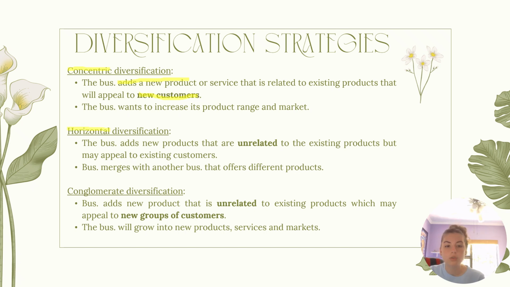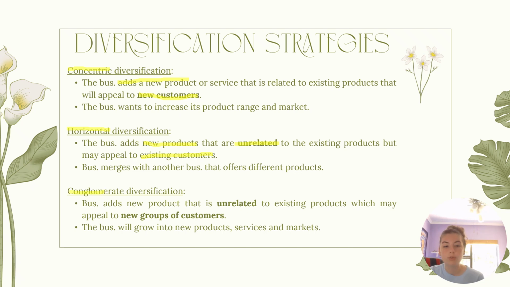For horizontal, you're adding new products that are unrelated but will appeal to existing customers. So you're not changing the market, you're using the same customers, but you're adding new products that are unrelated. You'll see examples on the next slide. The business merges with another business that offers different products. So that's how they're the same business, but they offer products that are unrelated to each other.